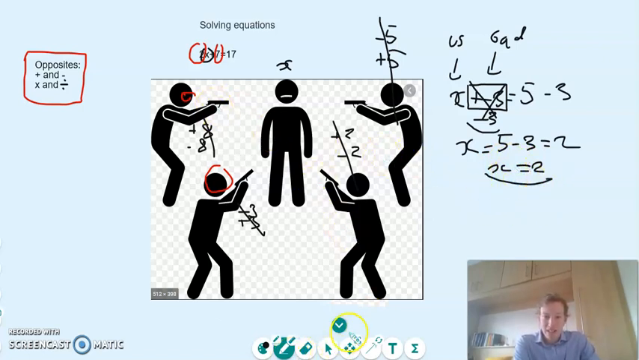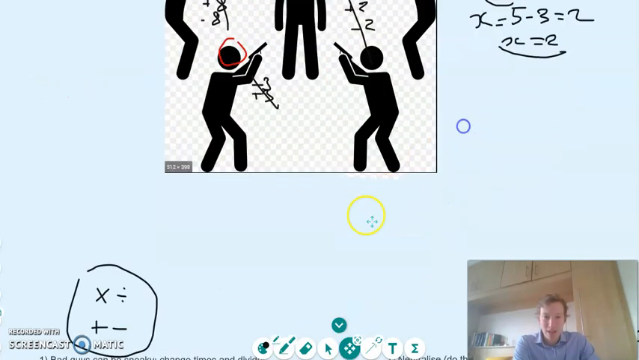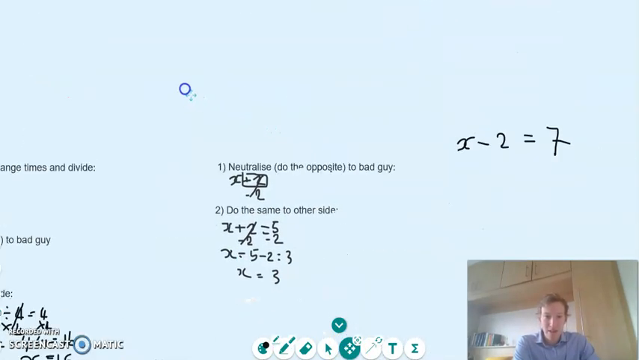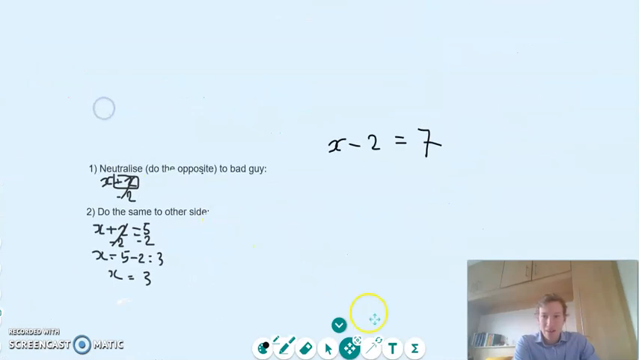So let's see what our process looks like properly. Here's another example. x - 2 is 7. So this is us, remember, and this -2 is our bad guy. So we do the opposite to the bad guy. Opposite of minus is plus. So we +2. By doing the opposite, we neutralize it. Dies. And so that's step 1.